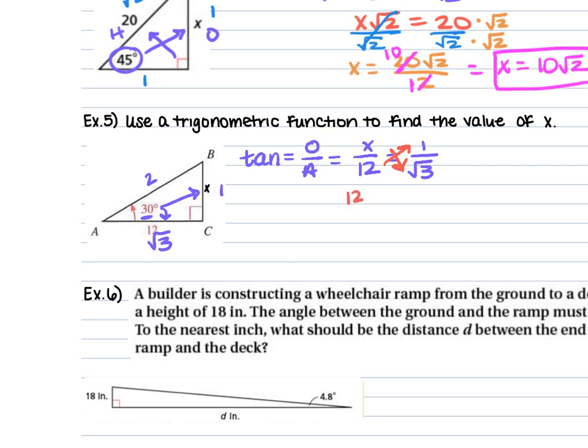So 12 times 1 is 12, and then x times the square root of 3 is x square root of 3. We divide each side by the square root of 3. We rationalize that denominator, and we're going to have 12 square root 3 over the square root of 9, which is 12 square root 3 over 3. The 3 and the 12 can simplify, becoming 1 and 4, so x is just 4 square root 3.